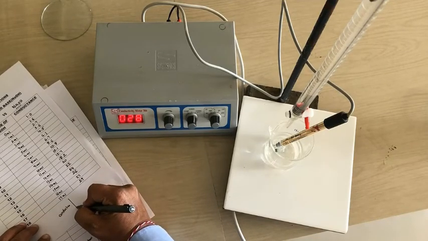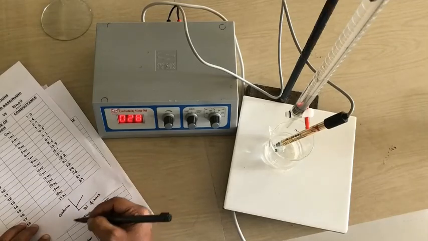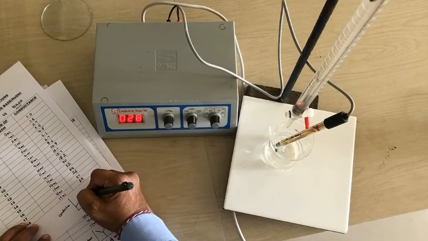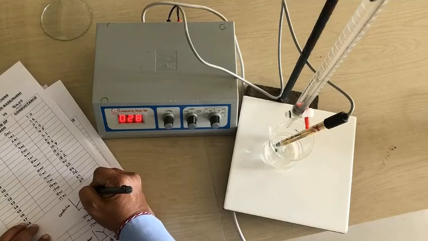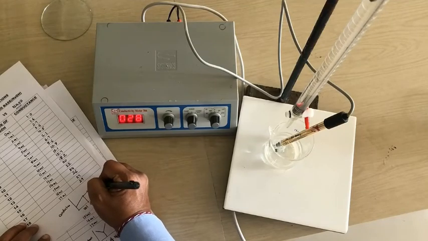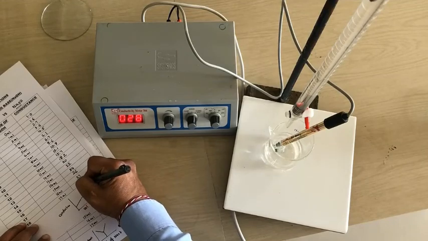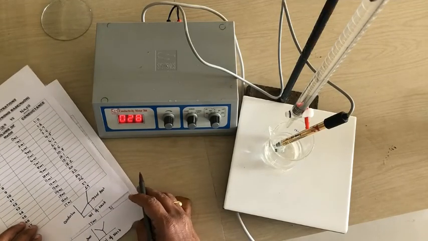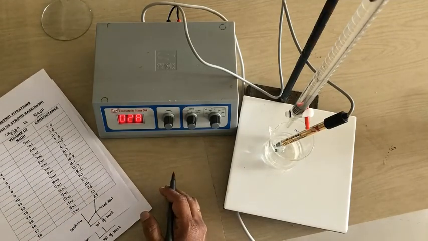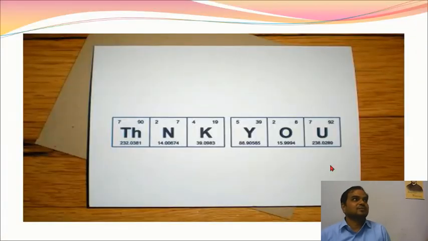Initially the conductance is very low. It will be increasing due to the common ion effect. After the end point has been reached, on further addition of sodium hydroxide, what happens? It accumulates OH- ions, thereby the conductance increases. Thank you.